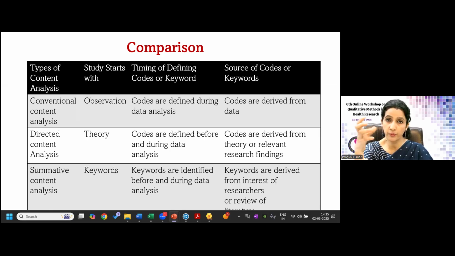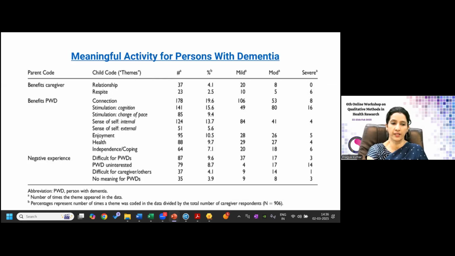So that was the proportion of this word death. They identify the keywords. The study starts with keywords, and the keywords are identified before and during the data analysis, and then you present that as one of the research findings. This is a type of content analysis where there was a parent code and then a child code, and then the frequency and the percentage of these codes.